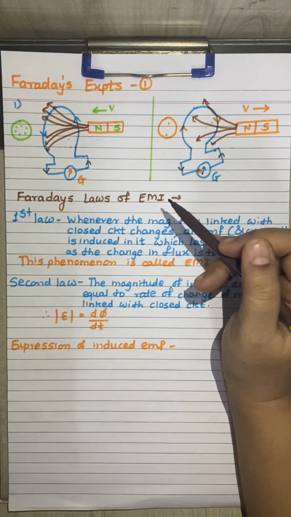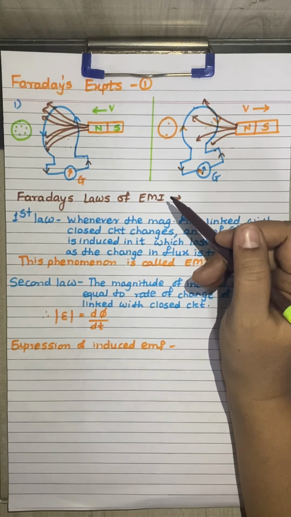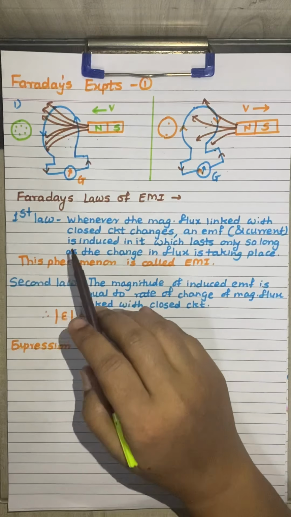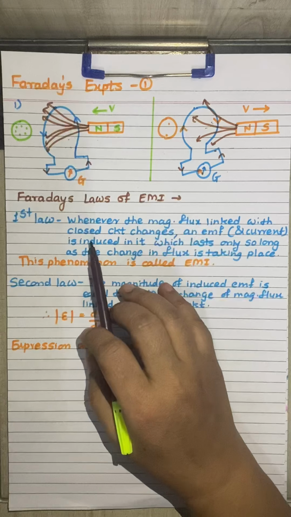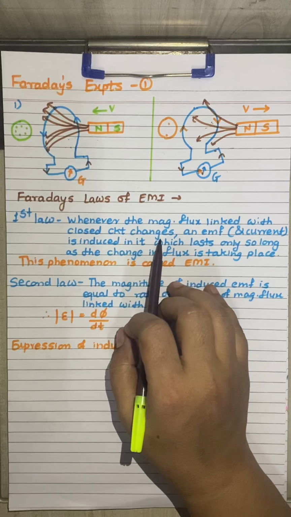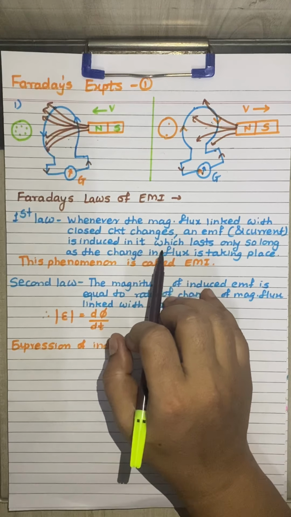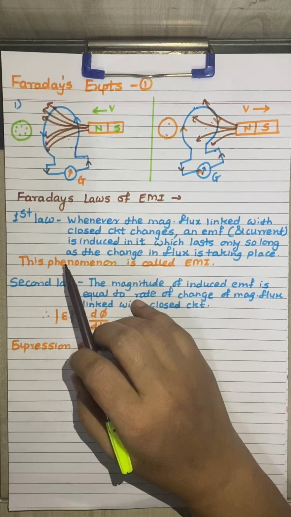And here we have Faraday's laws of EMI, electromagnetic induction. What is this law? The first law says that whenever the magnetic flux linked with a closed circuit changes, an EMF or a current is induced in it, which lasts only so long as the change in the flux is taking place.